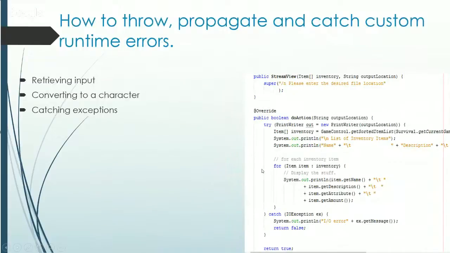So let's talk about how to throw, propagate, and catch custom runtime errors. This is going to be using some try and catch statements. One of the first things that you're going to want to be doing is that when you retrieve input, which I have implemented here, it is going to be assigned to output location. This is actually a character stream that I implemented in my code. The try statement here converts it to a character, and basically it'll try to implement this view based on the input that you placed in there.